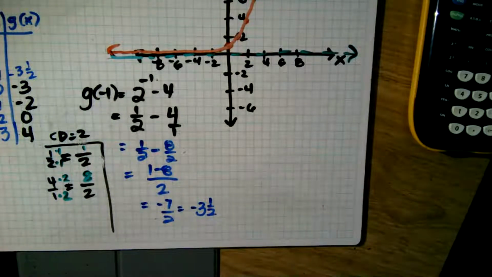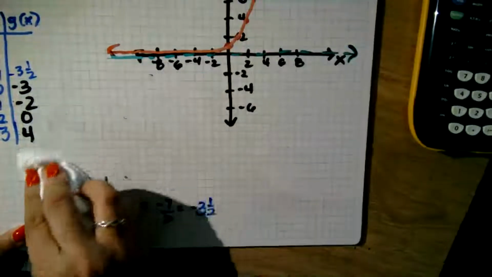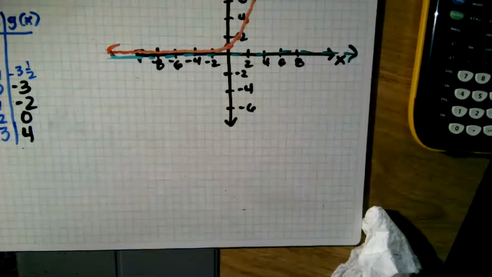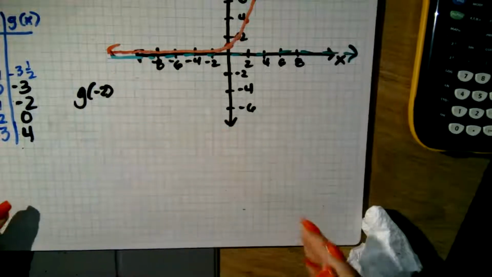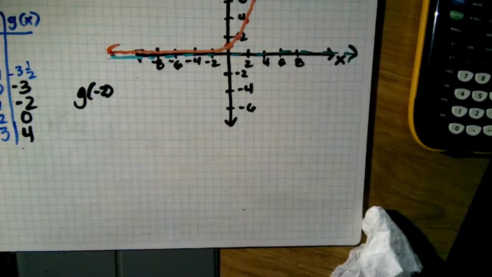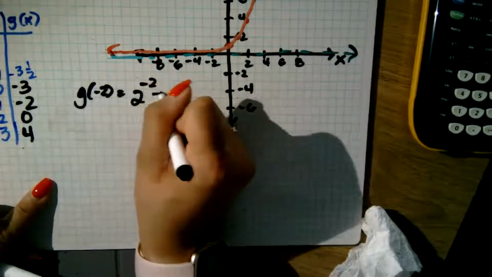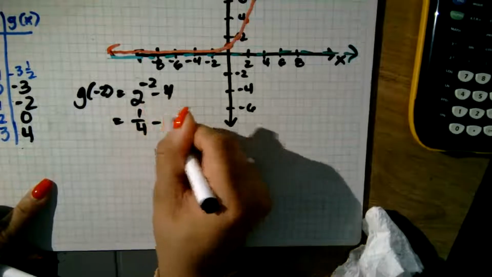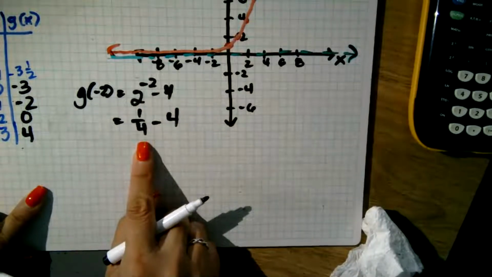So I hope you saw that. If you need help with fractions, go back and look at my fraction video and then come back and revisit this video because you'll be able to do it. Okay, let's do g of -2 now. So g of -2, sorry about that, is 2 to the -2 minus 4, which gives me 1/4 minus 4. Now I have a common denominator of 4.